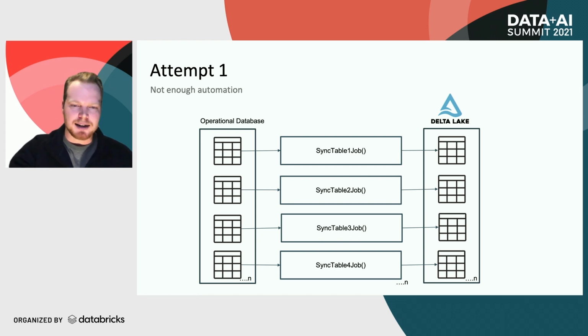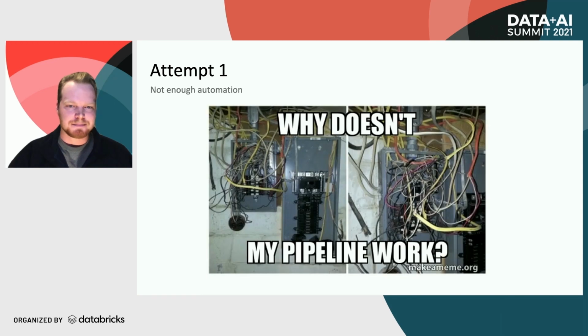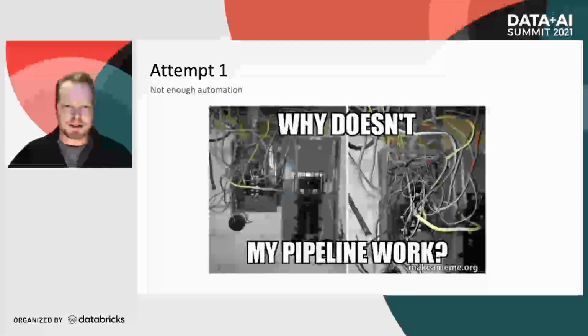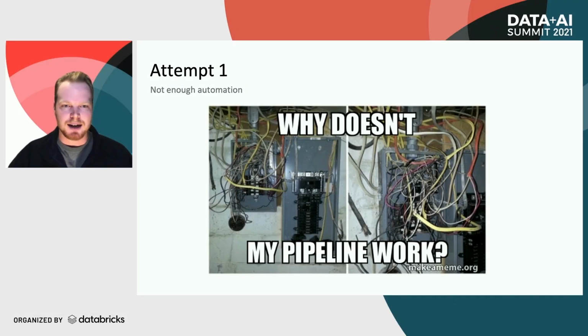But on the downside, this can quickly get out of control. There's very little standardization between each pipeline. It's hard to find out what the dependencies are between them. And it becomes more and more difficult to maintain because you don't know which wires you can cut and which ones you can keep.